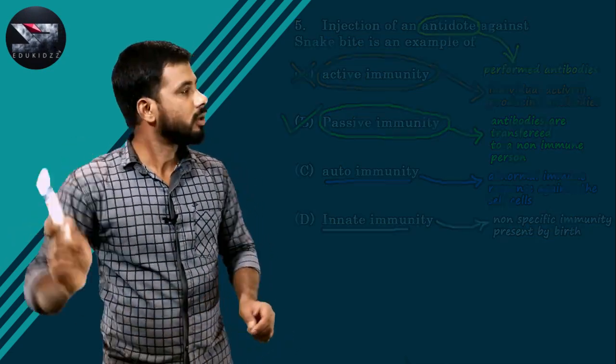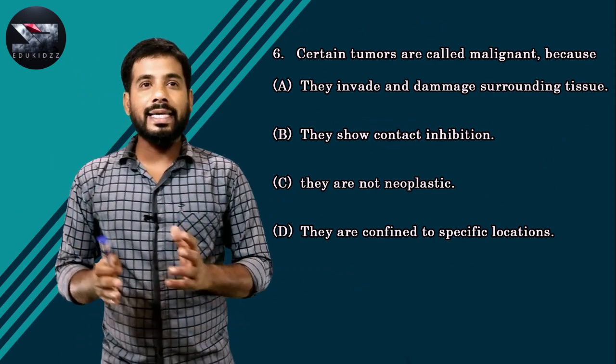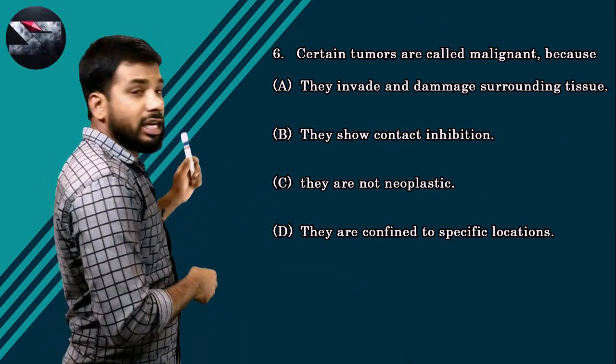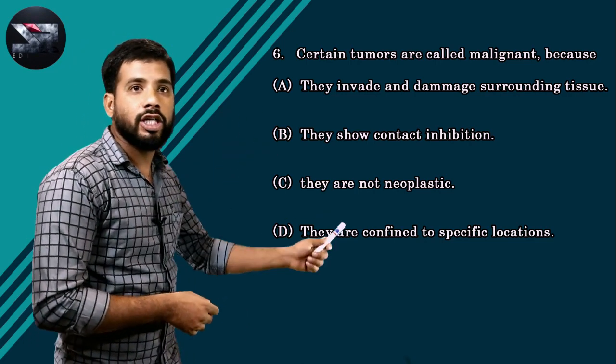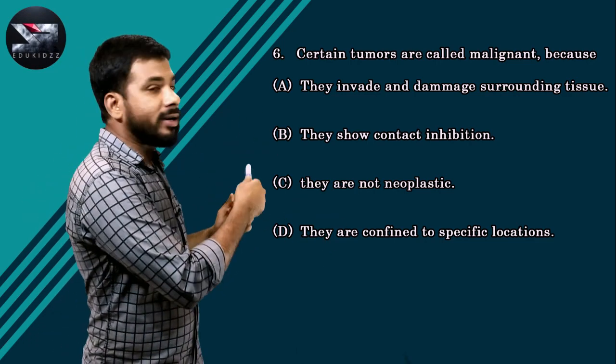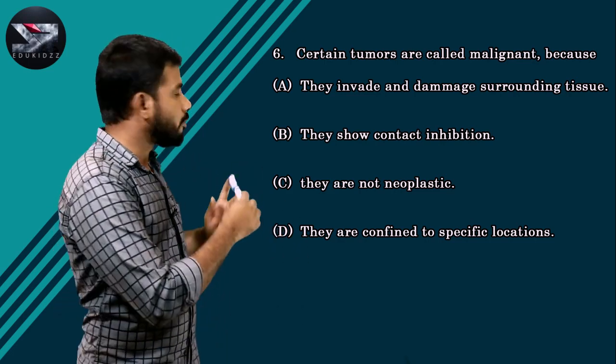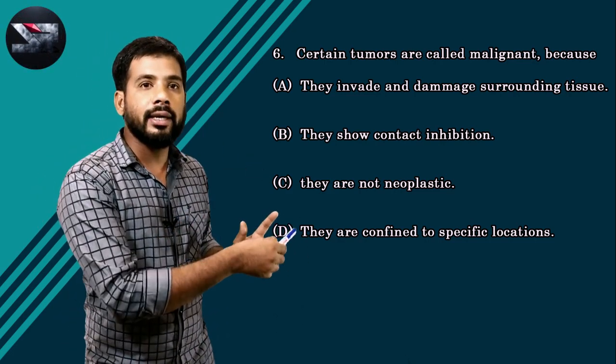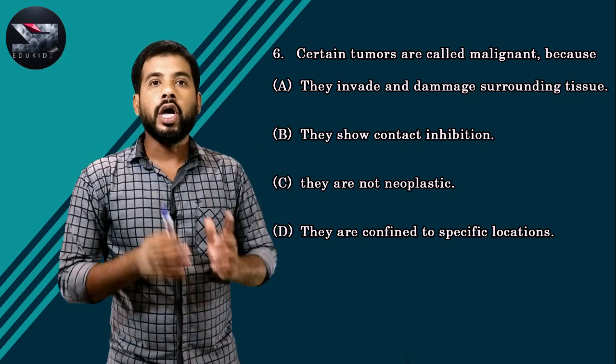Now let us take question number 6. The question number 6 is, certain tumors are called malignant tumors because they invade and damage the surrounding tissue. Option A, they show contact inhibition, option B, and option C is they are not neoplastic, and option D is they are confined to specific location.